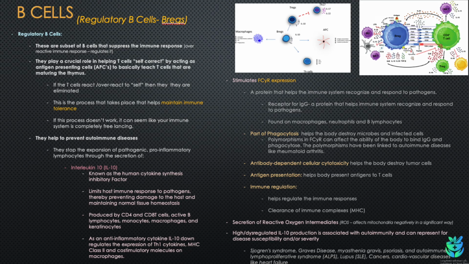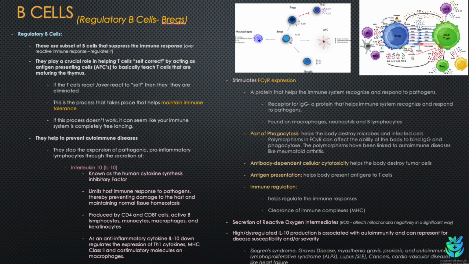If the T cells react or overreact to self, then they are eliminated. This is the process that takes place that helps maintain immune tolerance. This is what keeps your immune system from reacting to everything. If this process doesn't work, it can seem like your immune system is completely freelancing through your body.